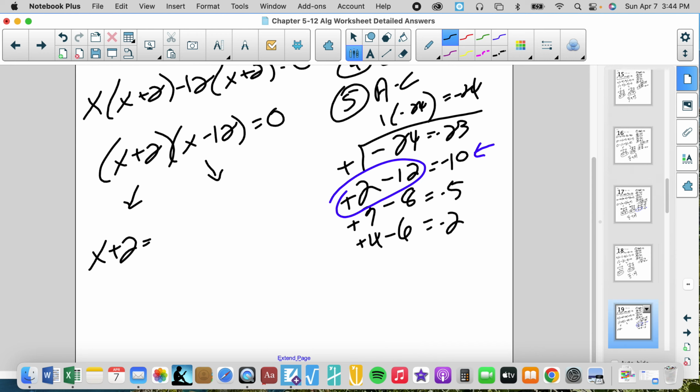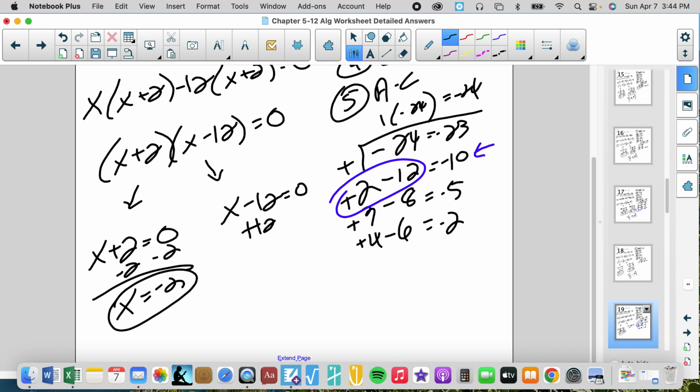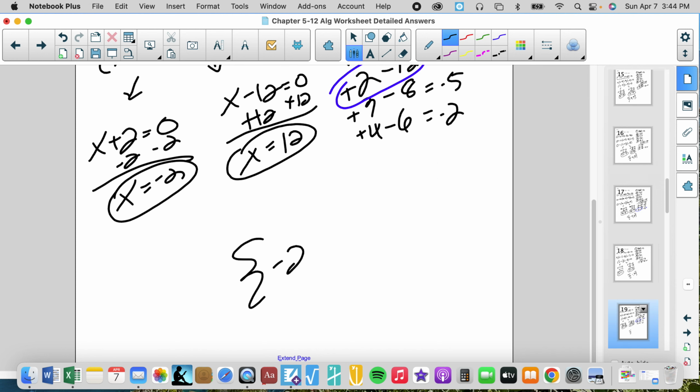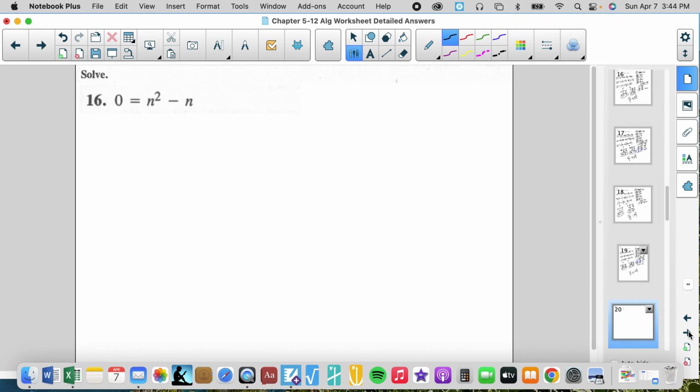X plus 2 equals 0. X minus 12 equals 0. Minus 2. Add 12. So my solution set is negative 2, 12. Let's make that 12. That looks like a European 12. All right, so set equal to 0.